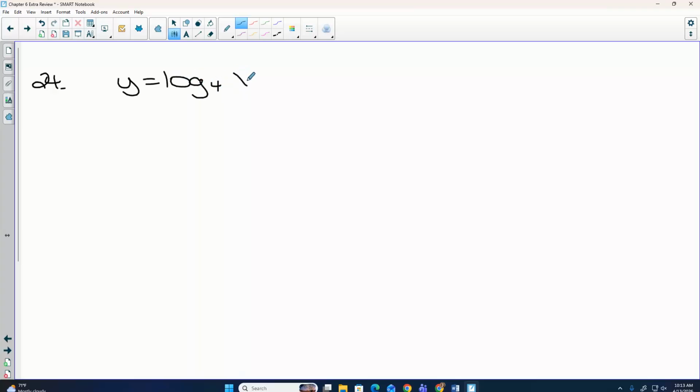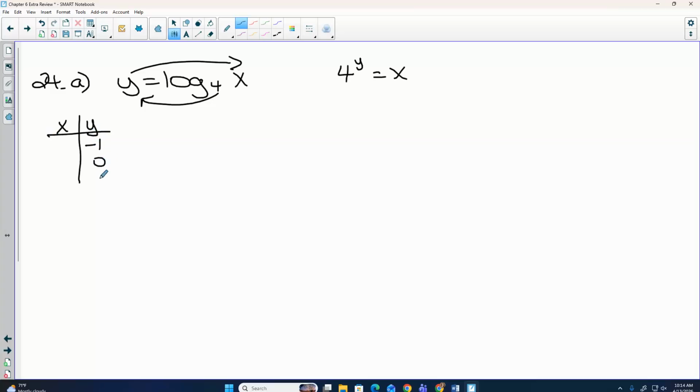All right, if we are graphing a log, we always start out changing it to exponential form. So this means 4 to the y equals x. Then we made a t-chart. Since y is the exponent, it's just like graphing an exponential, we always put in -1, 0, and 1 for the exponent. Y is the exponent, so that's my -1, 0, and 1.